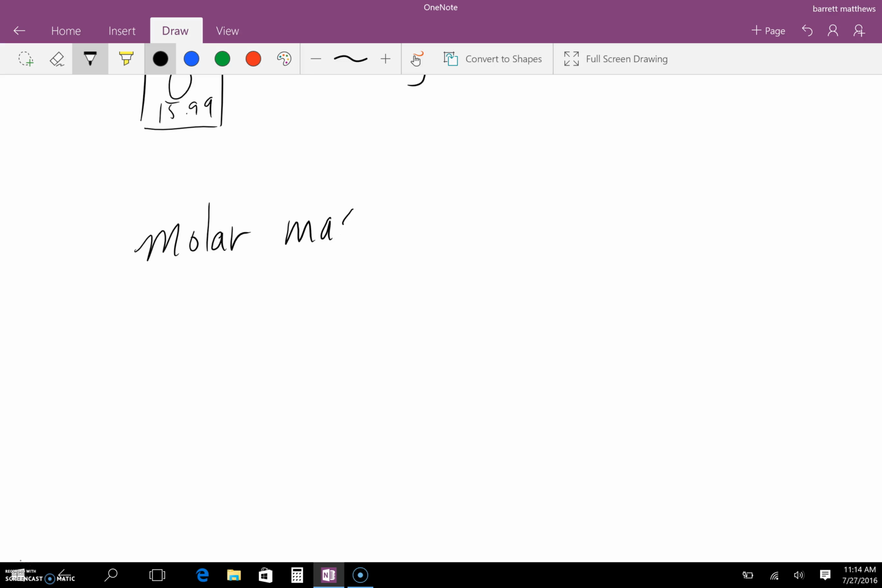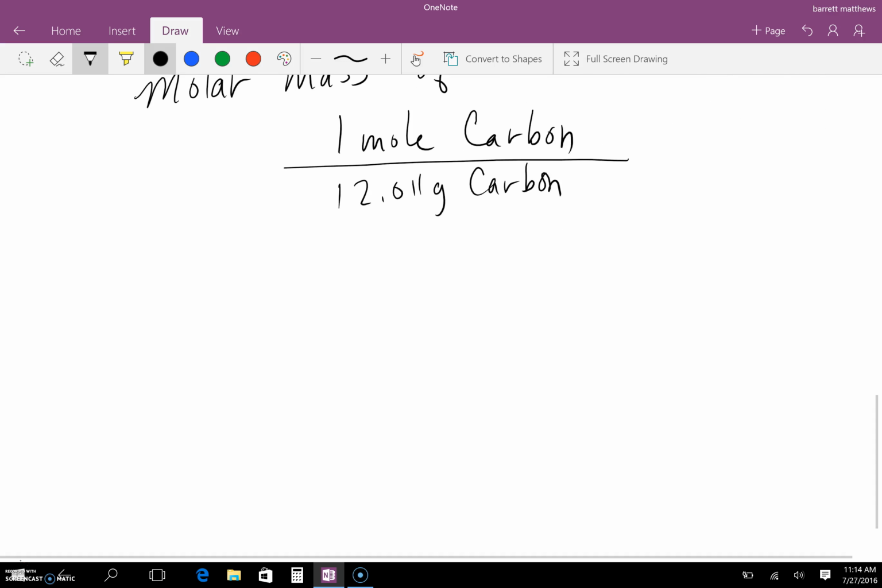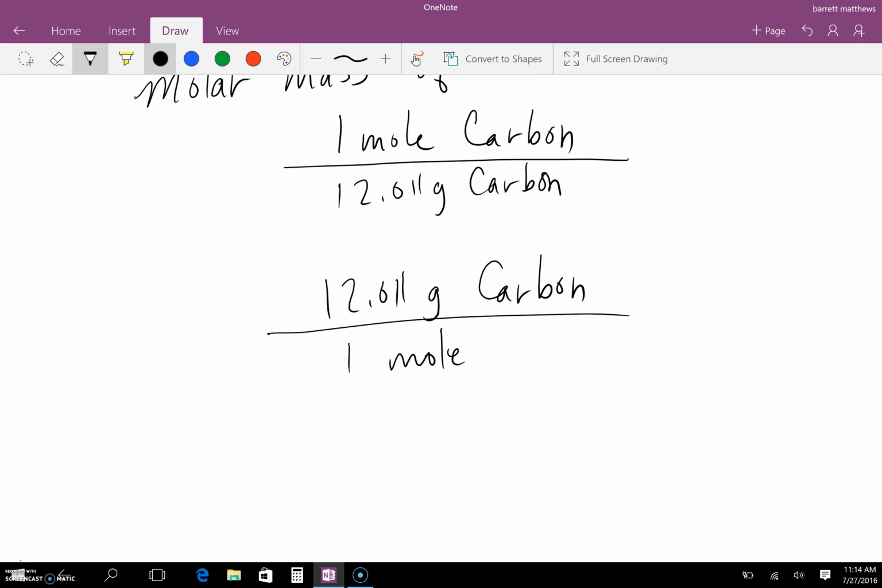So if I was going to write this as a molar mass, all I'm going to think about is the mass per 1 mole. So 12.011 grams was the average atomic mass on the periodic table. If I'm going to write this as a molar mass conversion, 1 mole of carbon over 12.011 grams of carbon. That is the molar mass of carbon. I can also write it with the carbon on top: 12.011 grams of carbon on top, 1 mole of carbon on the bottom.